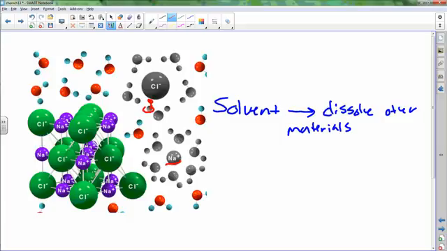With the sodium ion, all of the oxygen atoms are pointed towards it because they have the partial negative charge. So we basically surround them. This is what we call solvation.